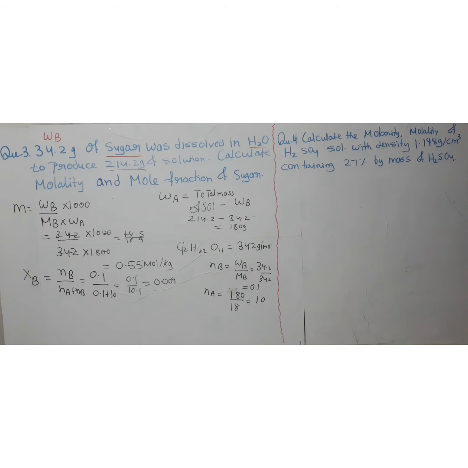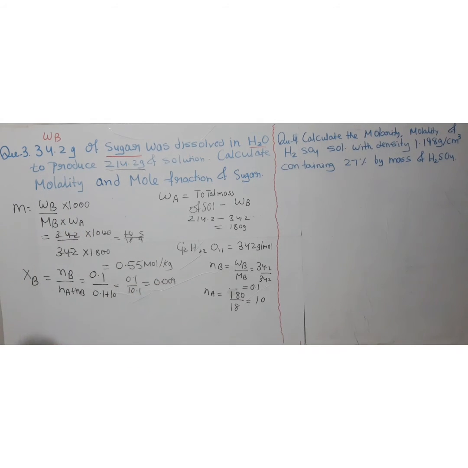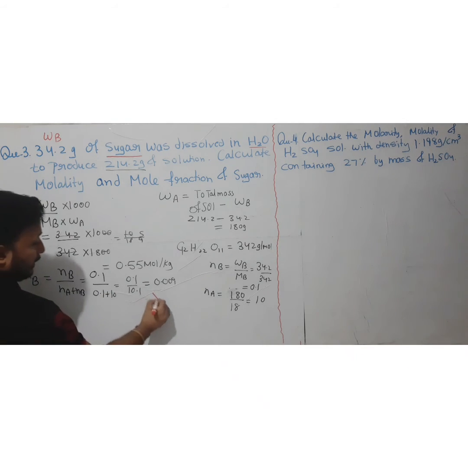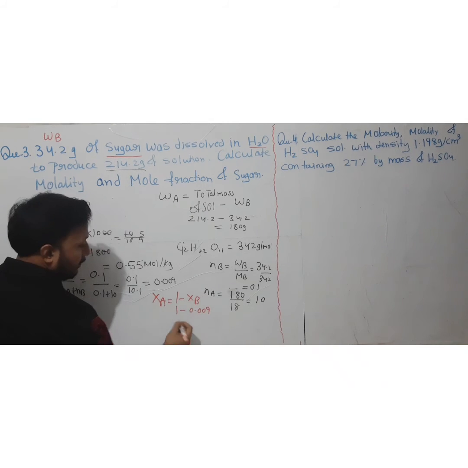Now we know that if you calculate the mole fraction of any one of the components, then you can calculate the mole fraction of the other component also. But here they haven't asked; but if they asked, for that only I am solving it here. If they ask about the mole fraction of the other component also, that is XA, then you can use the formula 1 minus XB, that is 1 minus 0.009. So it will be coming equivalent to what?